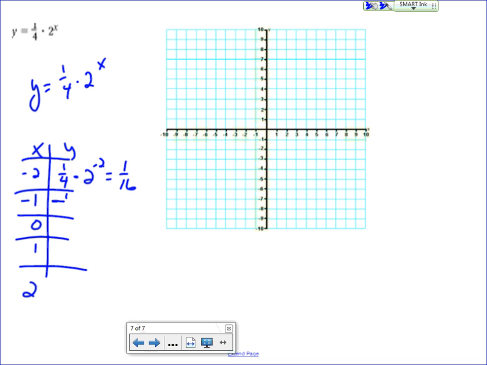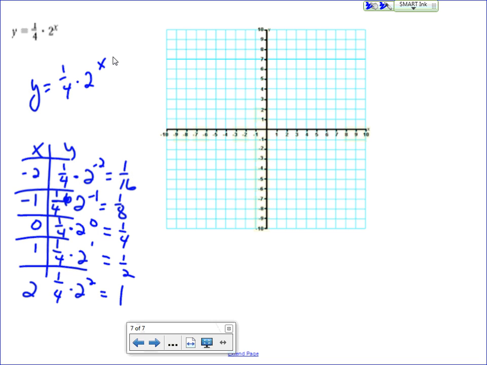I've got a 1/4 times 2 to the negative 1 power, which is 1/8. And then I've got a 1/4 times 2 to the 0 power, which would be 1/4. And then I've got a 1/4 times 2 to the first power, which is going to be a 1/2. And then I've got a 1/4 times 2 to the second power, which is going to be a 1. So I've got a 1/16, I got a 1/8, I got a 1/4, I've got a 1/2, I've got a 1. This is one that grows very slowly.